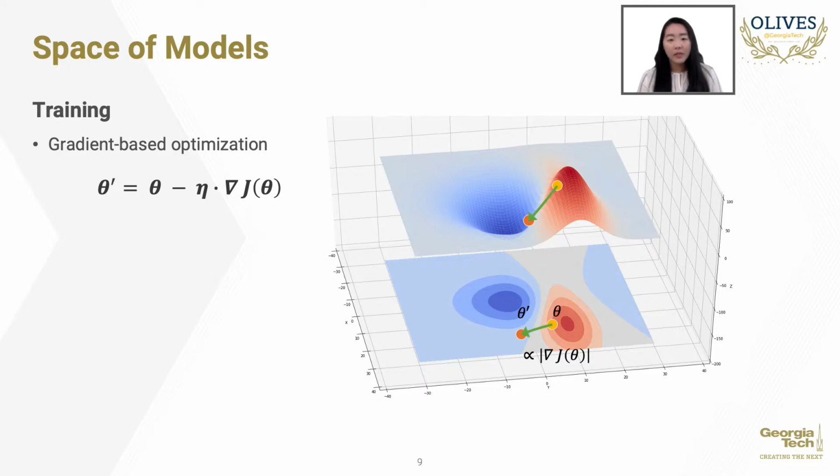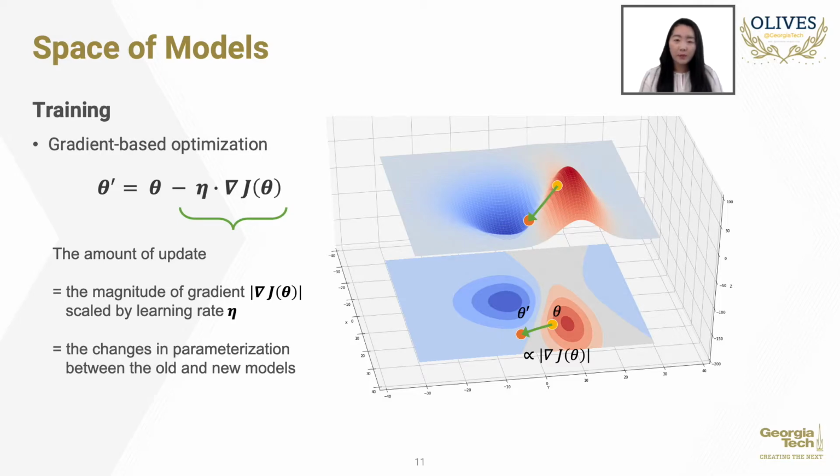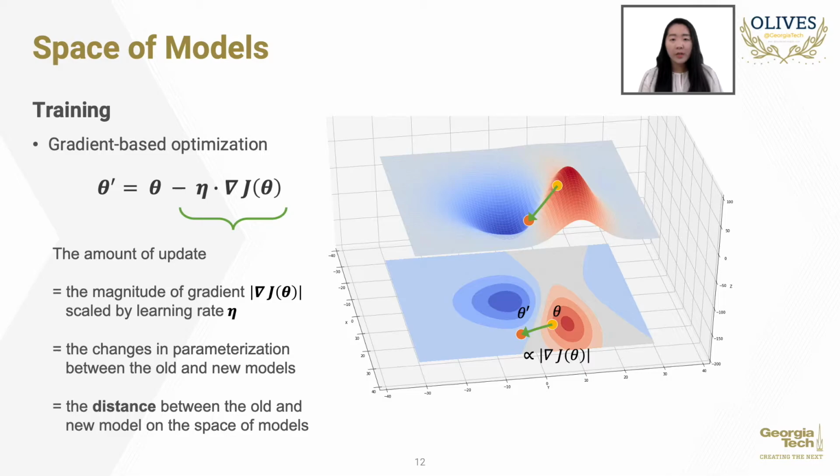Here's a basic gradient-based optimization setup. During training, the model parameters get updated based on the gradient. So the amount of update is the magnitude of the gradient scaled by learning rate. This also means the difference in parameters between the old and new models. So it can be interpreted as the distance between the old and new models on the space of models.